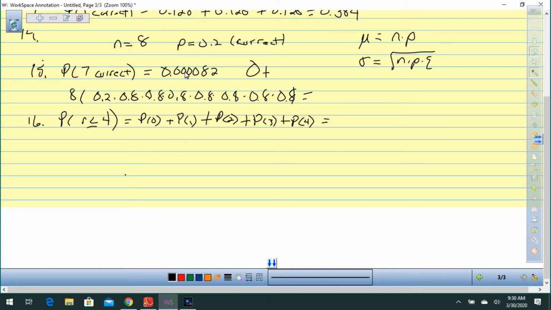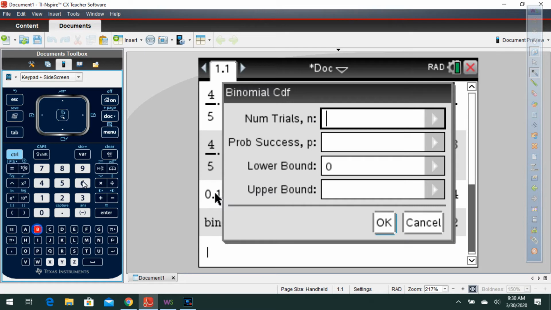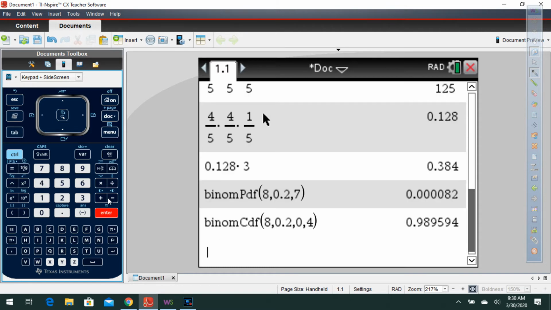All right. This one here, we did menu 6, 5, A. This one here, we're going to do menu 6, 5, B. All right. Menu 6, 5, B. Number of trials, 8. Probability of success is 0.2. Our lower bound is 0. Our upper bound is 4. We get 0.9.